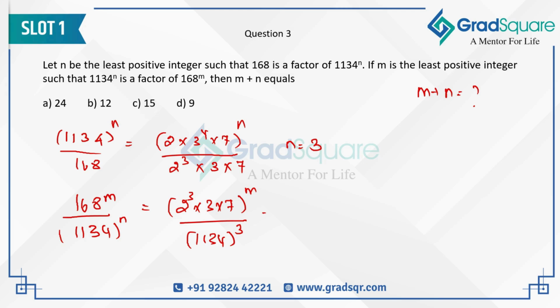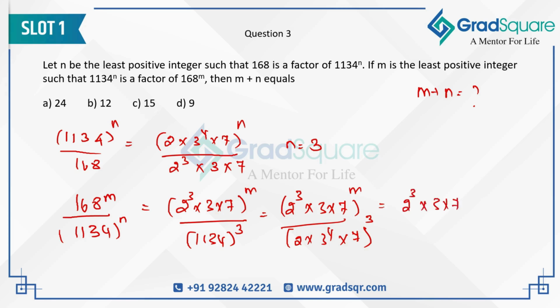And prime factorizing the denominator as well, this can be written as (2 into 3^4 into 7) the whole power 3. So this can be further written as (2^3 into 3 into 7)^m, divided by 2^3 into 3^12 into 7^3.